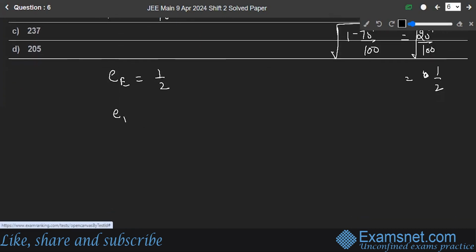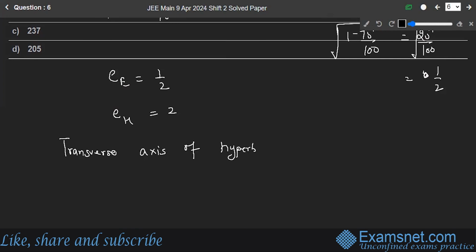So the eccentricity of the hyperbola will be equal to 2, because it is given in the question that the hyperbola's eccentricity is the reciprocal of the eccentricity of the ellipse. Now, the transverse axis of the hyperbola is equal to alpha and the conjugate axis is equal to beta.